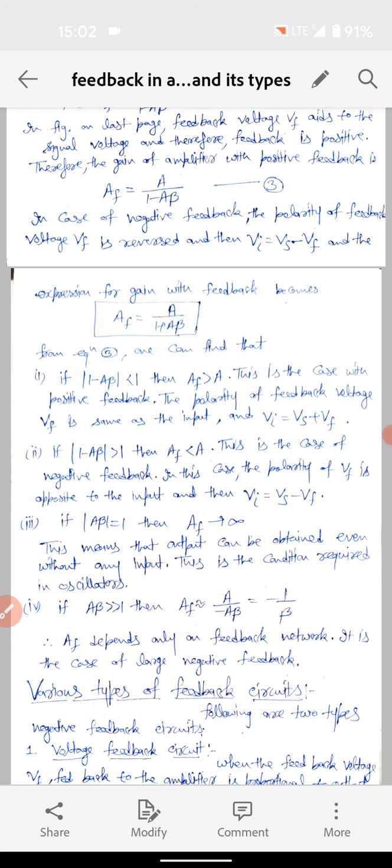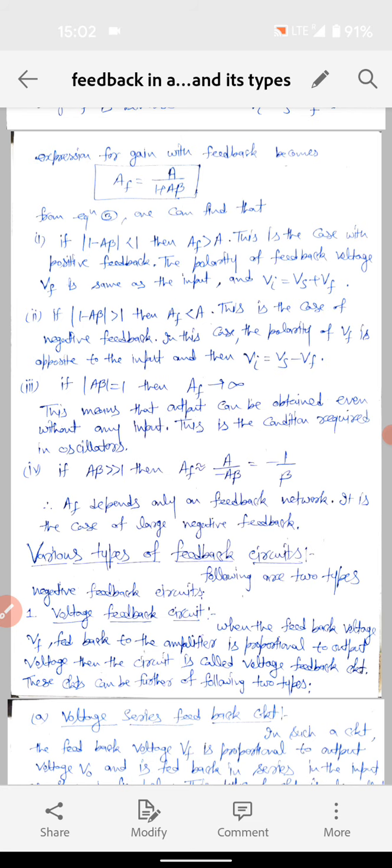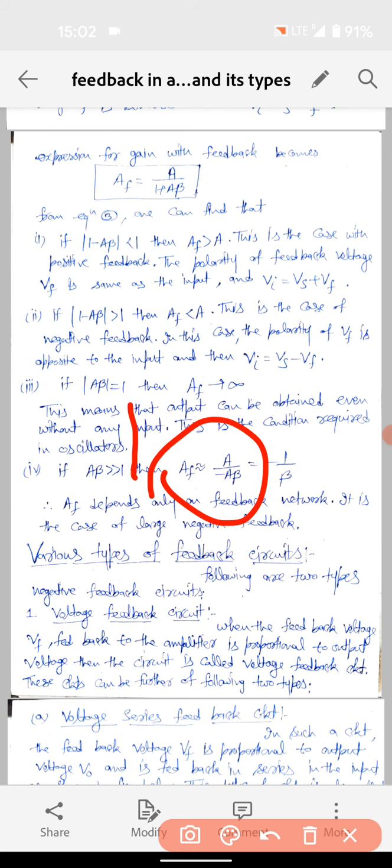Okay, and this is the condition required for oscillators, and we will discuss this in our next unit. And the fourth case is if the modulus of a beta is much greater than 1. In that case, this 1 can be neglected in comparison to a beta. So this voltage gain will be a over minus a beta, a will get cancelled out, then this will be minus 1 by beta.